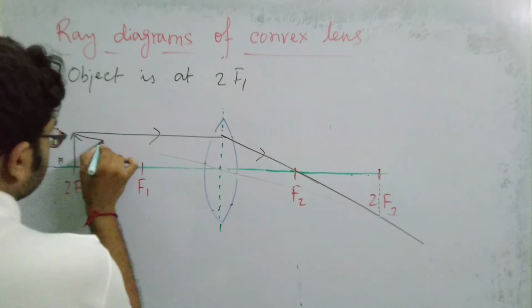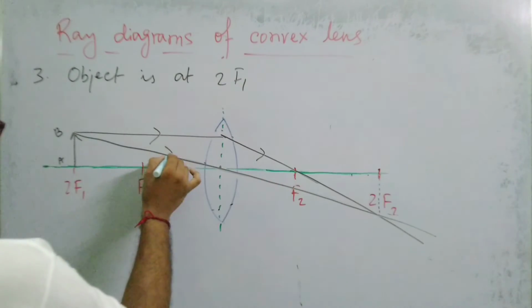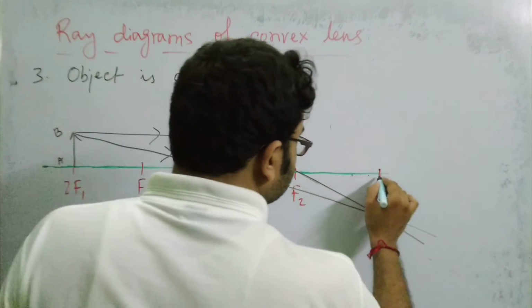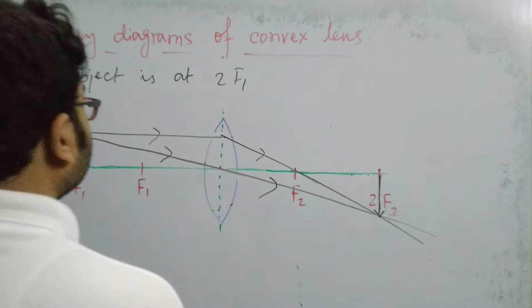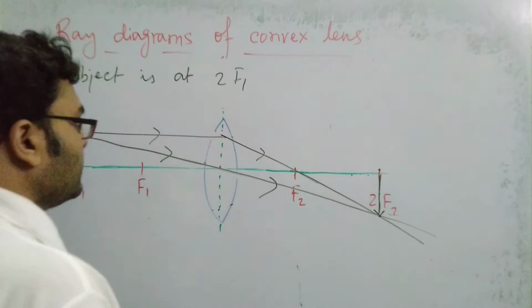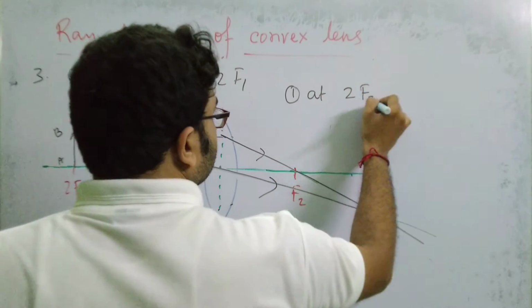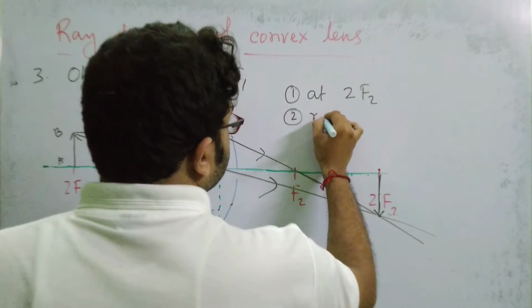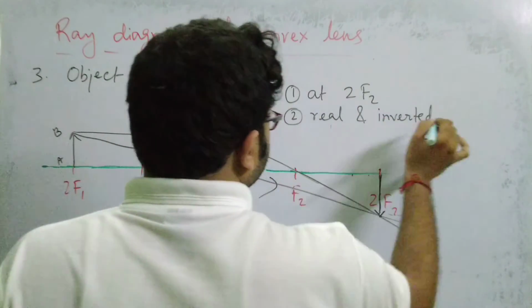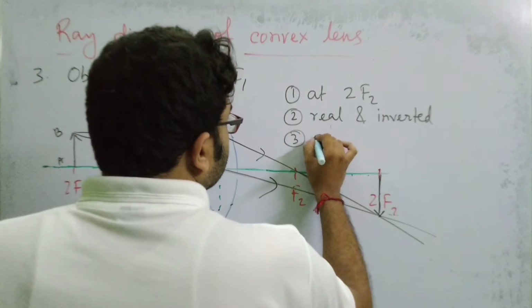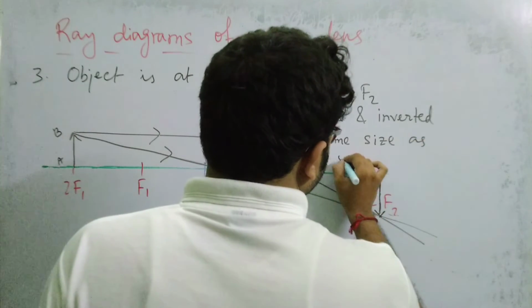Okay, so the second ray taken is to the optical center, it will pass undeviated and the image will be found at exactly 2f2. Okay, fine. So what about the position of the object? First of all, the position of the image is at 2f2. Second point is that it is obviously real and inverted, nothing new about that. And third point is the image is of the same size as the object.